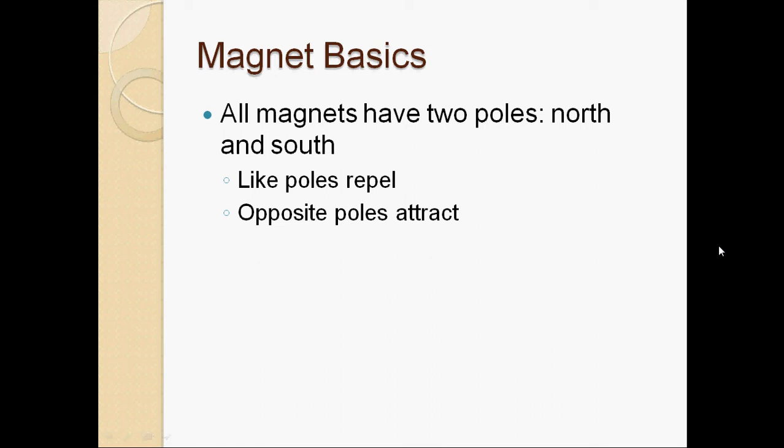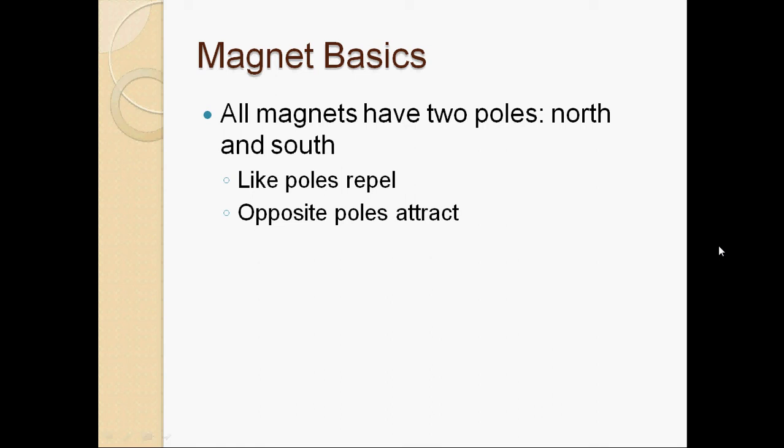What we find is that if we bring two of the same poles from two different magnets together, so two north poles or two south poles, they will tend to repel each other. Whereas if we take a north pole from one magnet and a south pole from another magnet and bring them together, they will attract, much the same way that like charges repel and opposite charges attract.